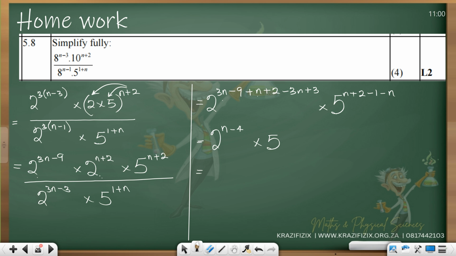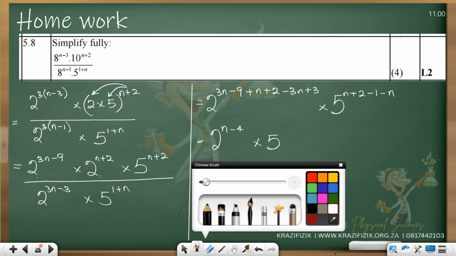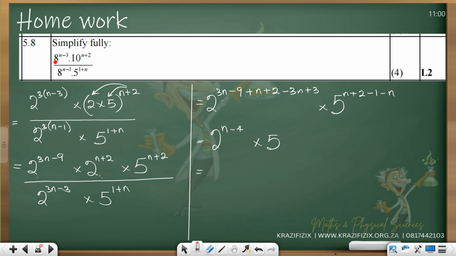Let's just make sure that everything we did is correct. Just go back again quickly. We decided to write that as 2 to the power 3, which is 8, n minus 3. Broke that down, 2 times 5, n plus 2. 2 to the power 3, n minus 1. And then we have 5, 1 plus n, 5, 1 plus n. This is 3n minus 9. This is 3n minus 3.